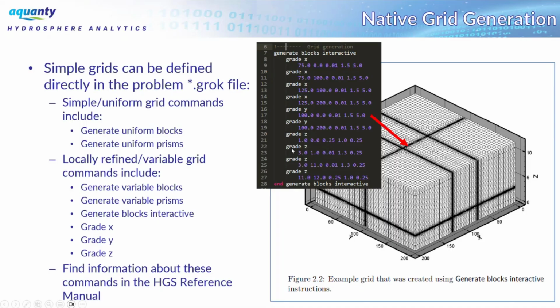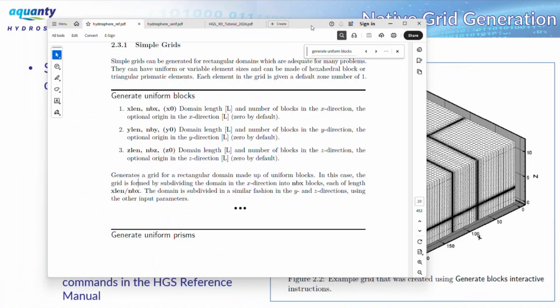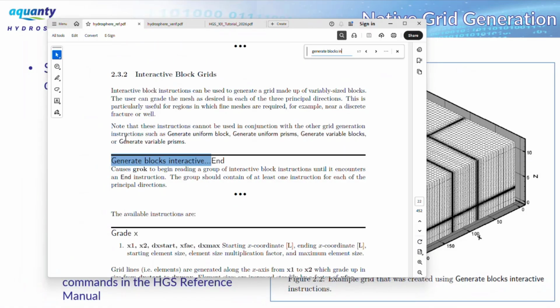So the grid generation section of a model, of an input file, is generally the most structurally complex section of a grok file where you have multiple nested commands. In this example, generate blocks interactive. Once again, let's just take a moment to quickly look it up in the manual.